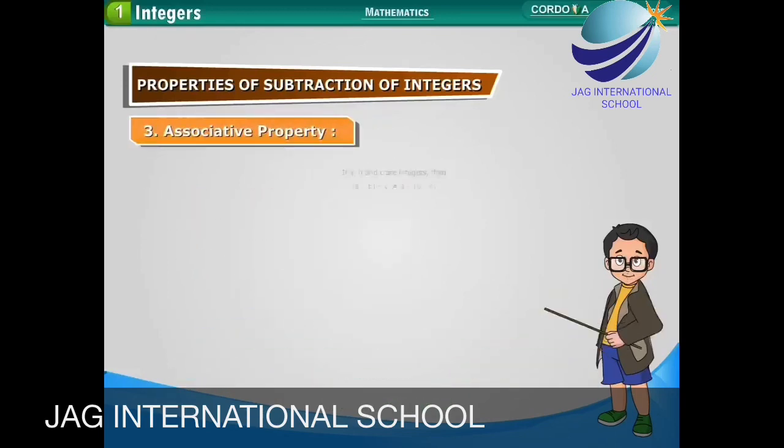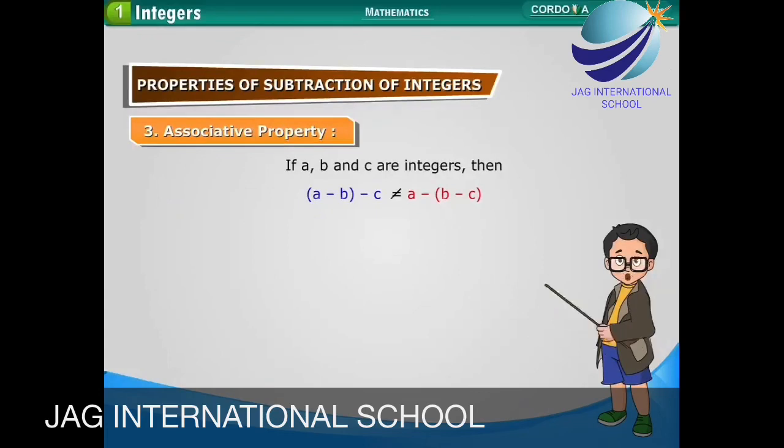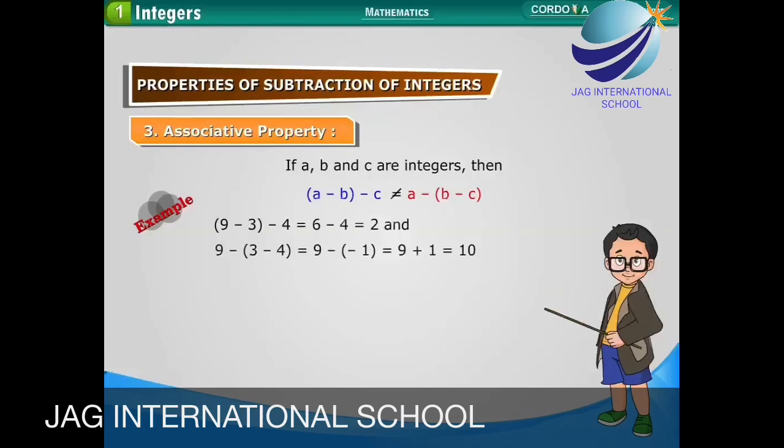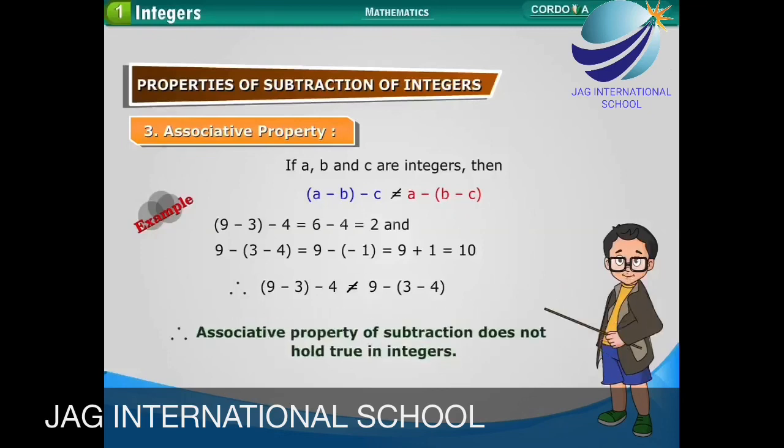Associative property: if a, b and c are integers, then (a - b) - c is not equal to a - (b - c). Example: (9 - 3) - 4 is equal to 6 - 4, which is equal to 2, and 9 - (3 - 4) is equal to 9 - (-1), which is equal to 9 + 1, which is equal to 10. Therefore, (9 - 3) - 4 is not equal to 9 - (3 - 4). Therefore, the associative property of subtraction does not hold true in integers.